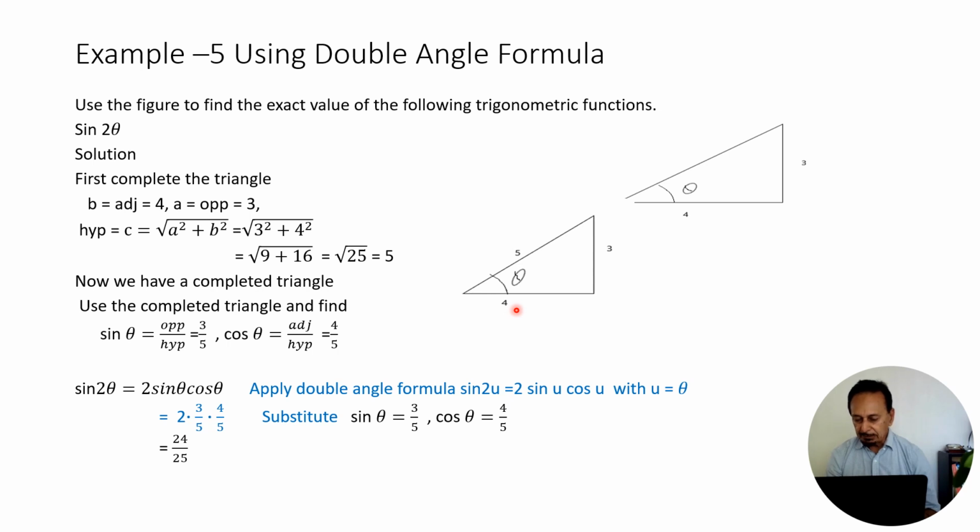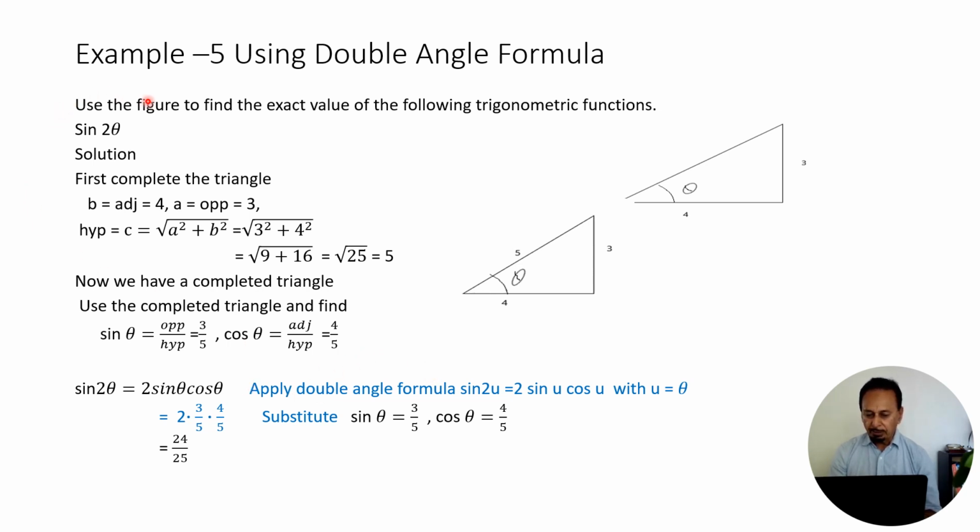So its adjacent is 4, opposite is 3, and hypotenuse is 5. Now we're going to use this completed triangle and find sine theta. The formula is opposite over hypotenuse, and opposite is 3 and hypotenuse is 5, so it becomes 3/5. Then we find cosine theta, which is adjacent over hypotenuse, and adjacent is 4 and hypotenuse is 5, so cosine theta becomes 4/5.